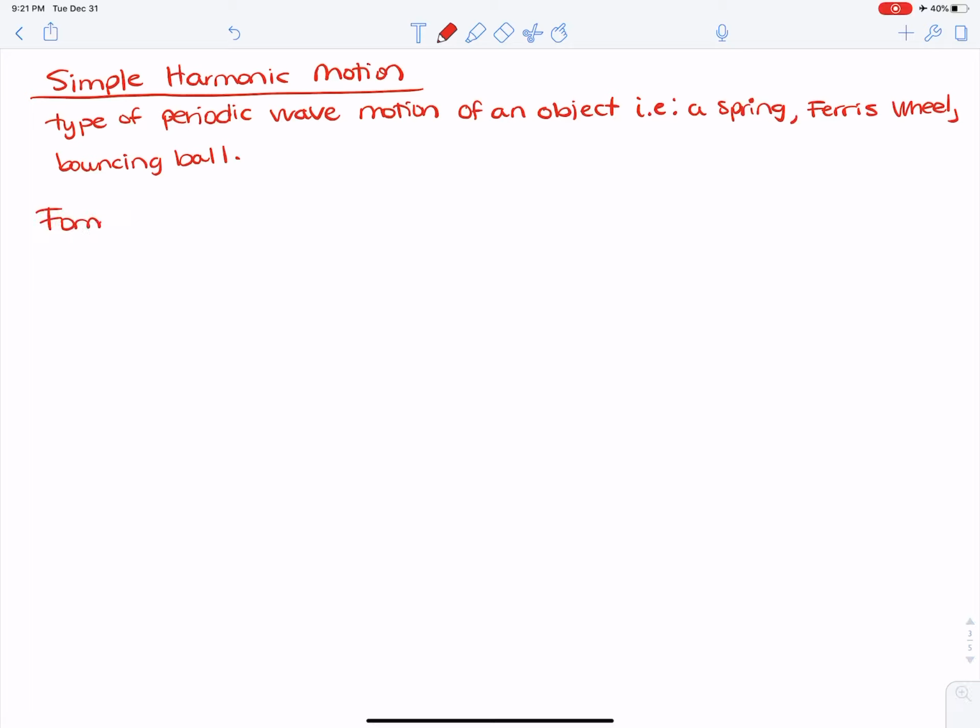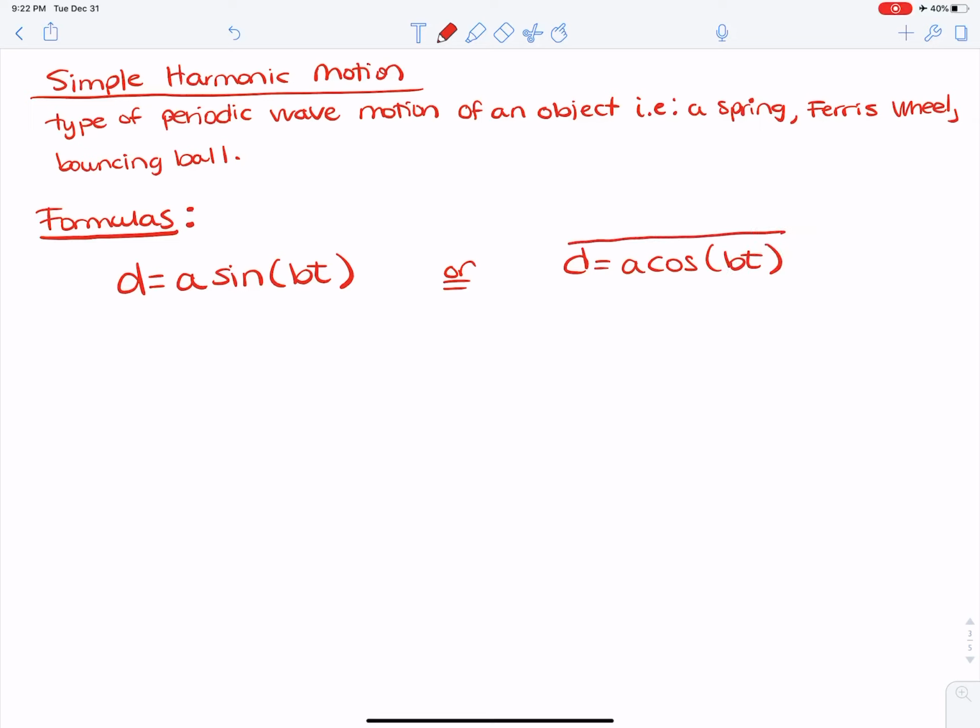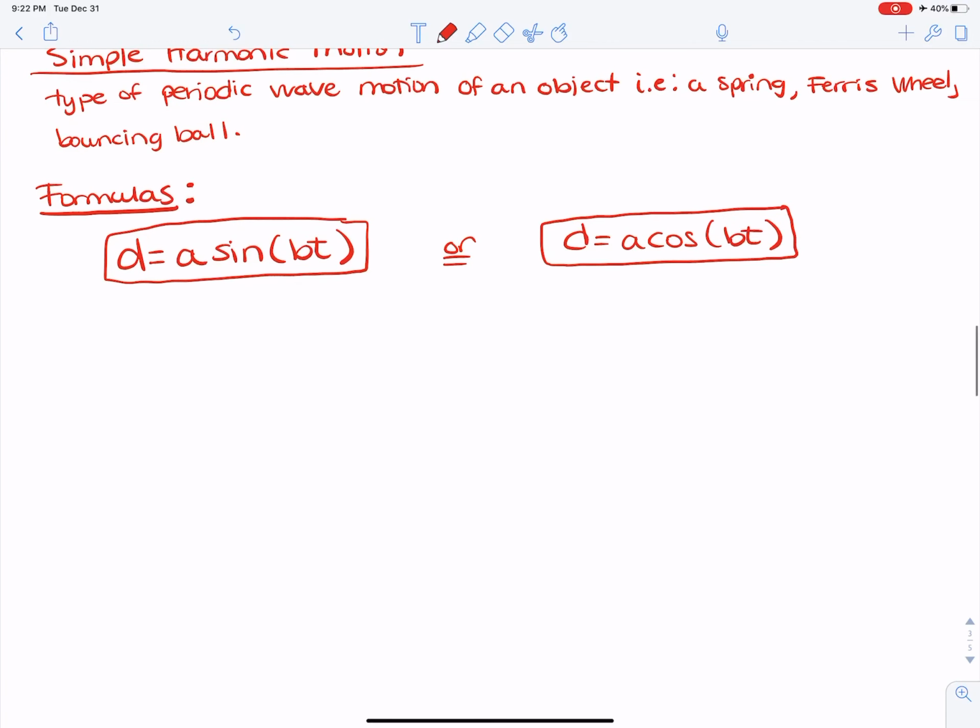The formulas. There are two formulas. D equals A sine of BT, so nothing totally different from what we've seen, or D equals A cosine of BT. These are the two formulas. It just depends on the pattern of your bouncing which formula you're going to use, just like before.